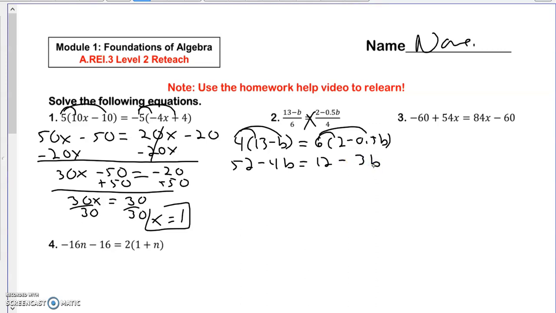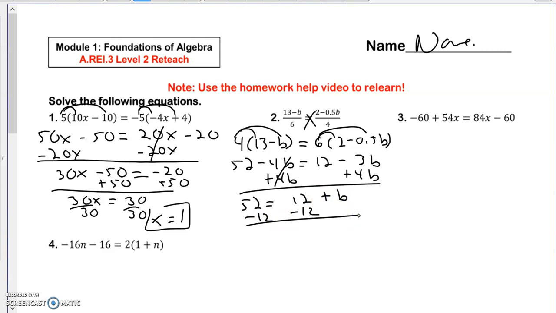So again, I'm going to look to see which one is smaller, negative 4b or negative 3b. Negative 4b is smaller, so that's the one I typically move first. So I get 52 equals 12, and I'm going to get negative 3 plus 4b, which is going to get me just a b. I'm going to subtract 12, and when I subtract 12, I get 40 equals b.